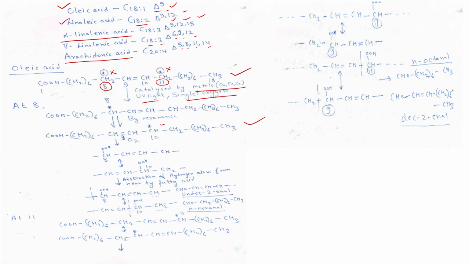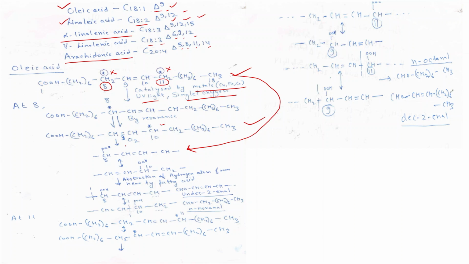If the point of attack is 11, here we can see that point of attack is 11, then what will happen? Okay, so this is actually in continuation of this. So this will by resonance form this, and here it is shown that this is continuation, 11 we will see later on. So here we have seen that at 8 and 10 position free radical formation has taken place.